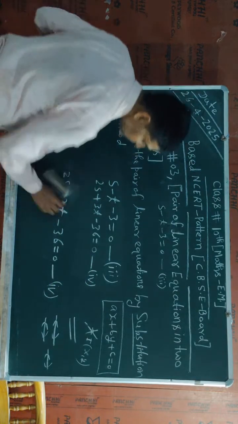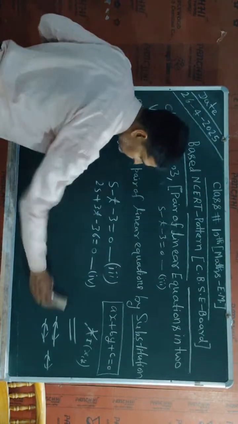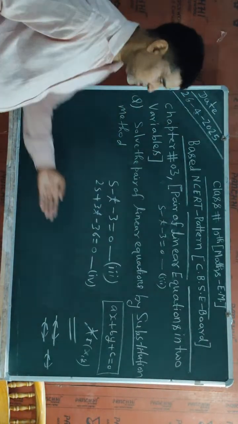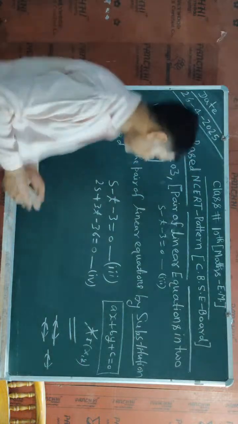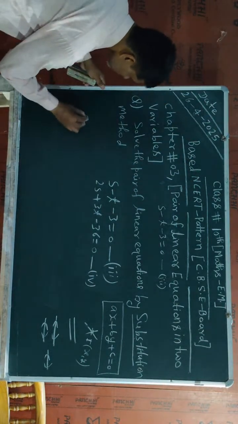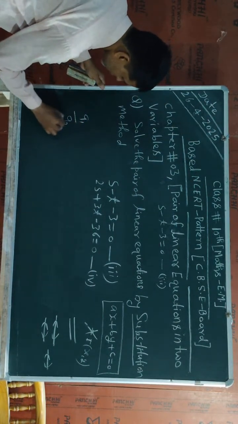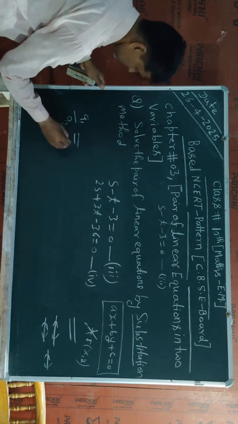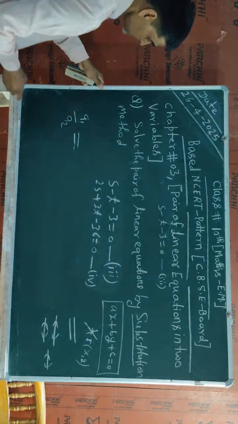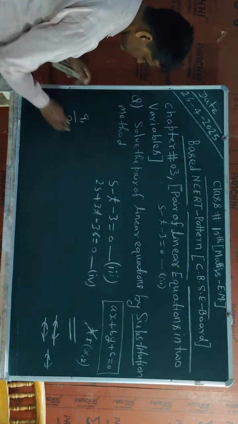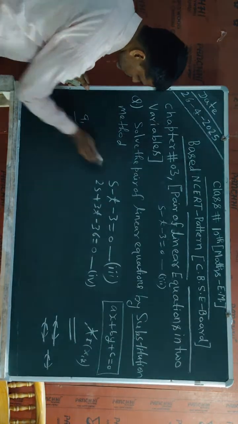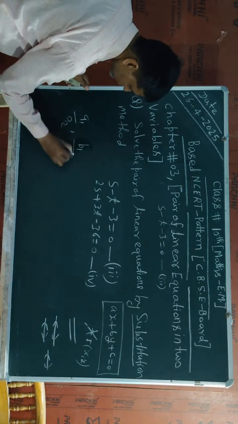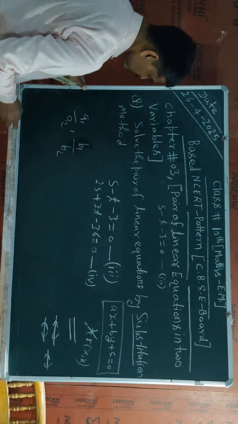Okay, student. So here I will check whether the first condition is verified or not. I will take the value of a1 divided by a2, not equal to b1 divided by b2. I will get the value of a1 divided by a2 and also b1 divided by b2.